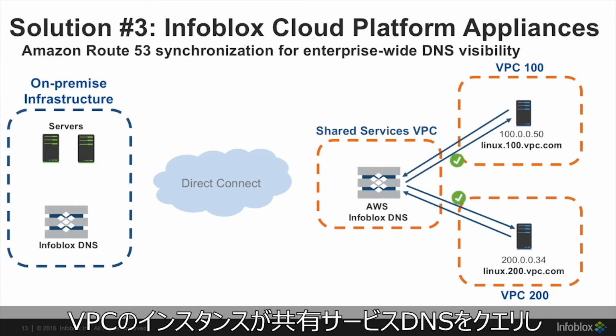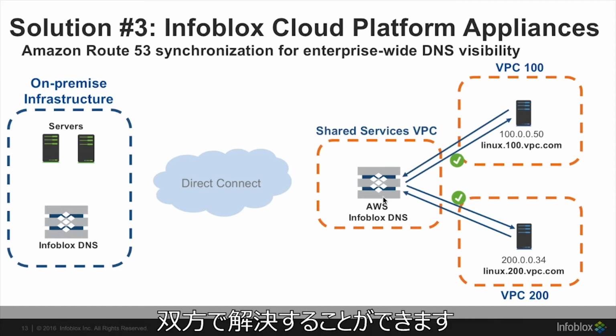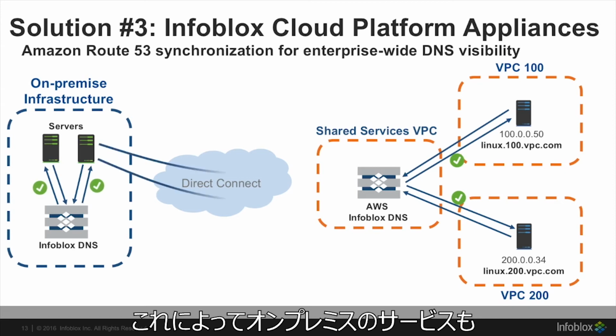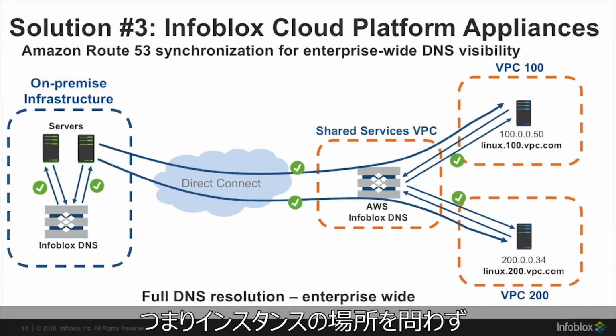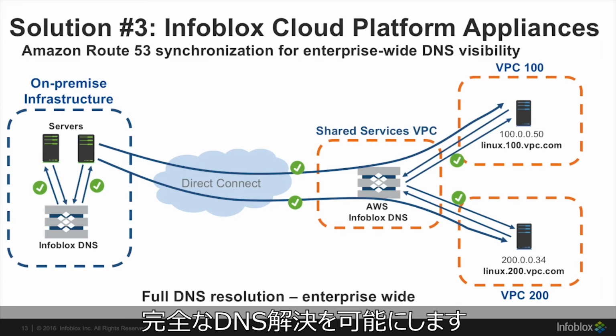What then happens is those instances within the VPCs can query the shared services DNS, and it can resolve each other. Accordingly, the service on-premise can also query for those instances and resolve accordingly. So this provides full DNS resolution regardless of where your instances lie.